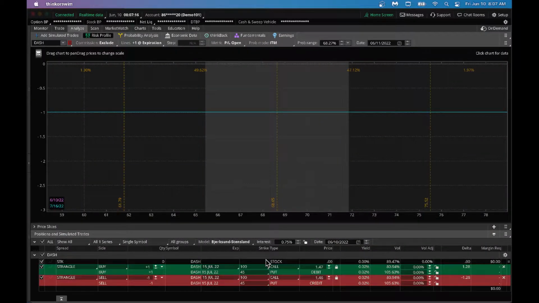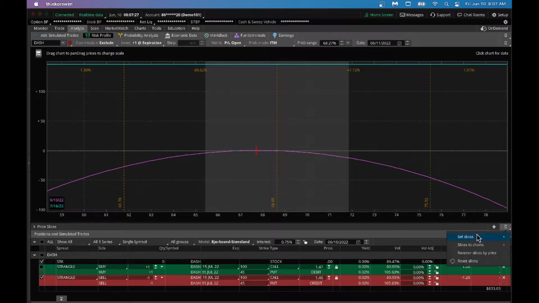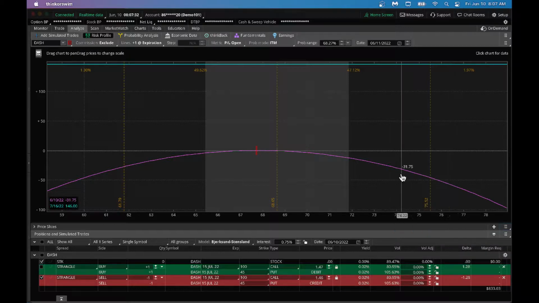Look, we got our analyze tab here, and we could remove the other strangle and just have this strangle that we are selling right now. We could analyze this trade, set slices to break even, and 7/16, which is our expiration date. We got our strangle right here. As long as the price stays between $100 and $45, we will make money here. And let's see, we got metrics, P/L open.